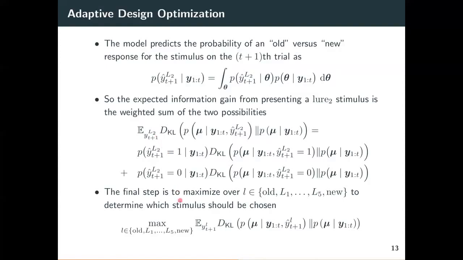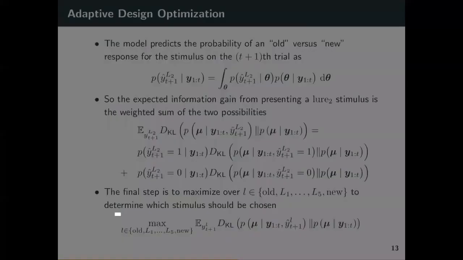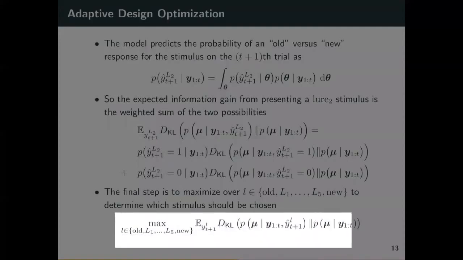And the final step is just to say we want to now maximize which stimulus we actually present to be the thing that maximizes the expected information gain over all of the stimulus types that are available to us.